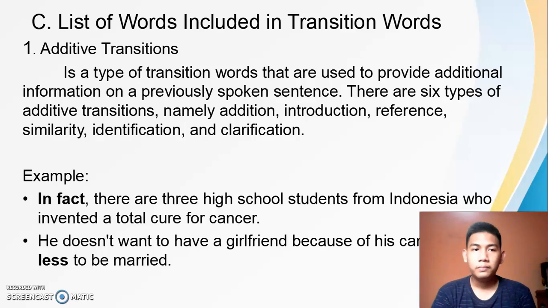For example, in bold: "In fact, there are high school students from Indonesia who invented a total cure for cancer." "In fact," the bold word, is an example of additive transitions.